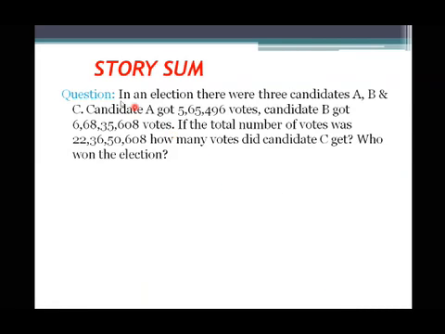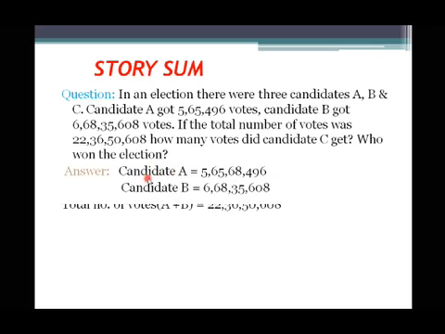Okay, next let us see. Next story sum. In an election, there were three candidates A, B and C. Candidate A got 5,65,496 votes and candidate B got 6,68,35,608 votes. If the total number of votes was 22,36,50,608, how many votes did candidate C, who won the election, get? So let us see the answer.